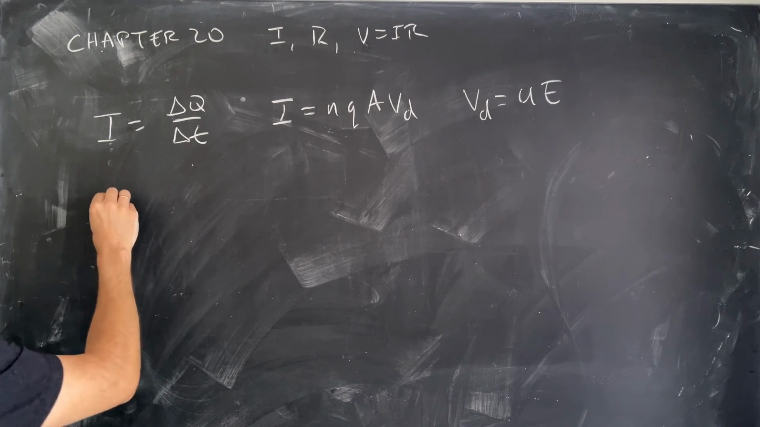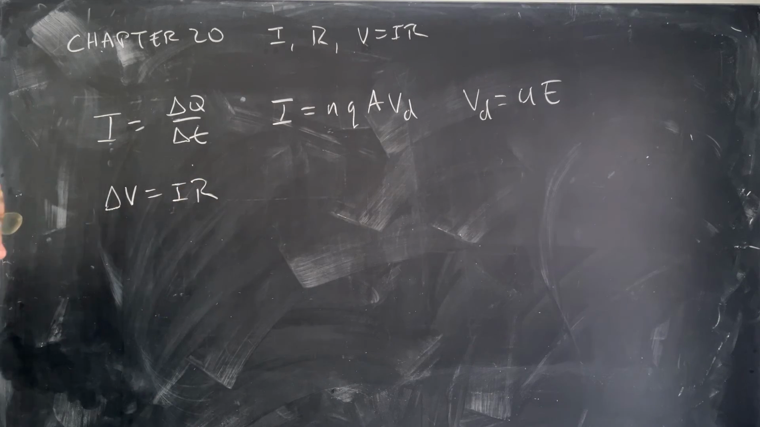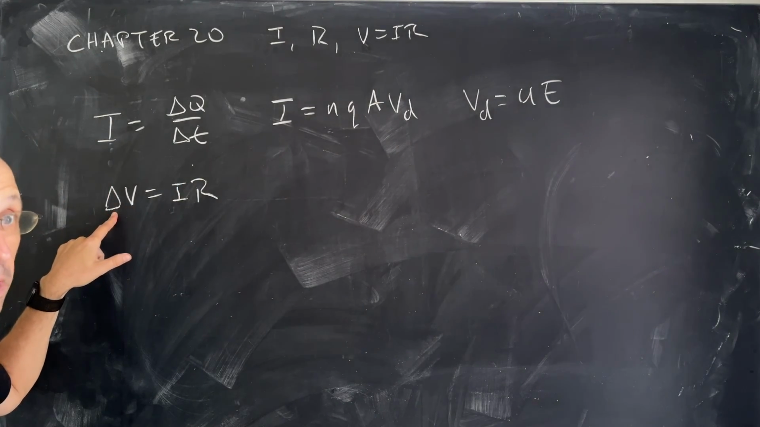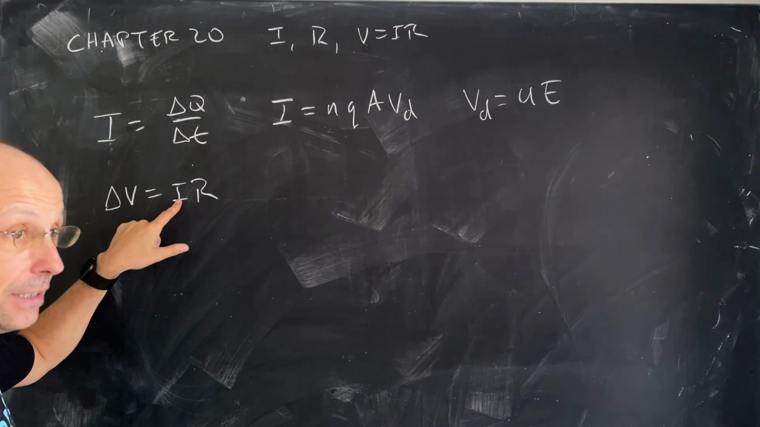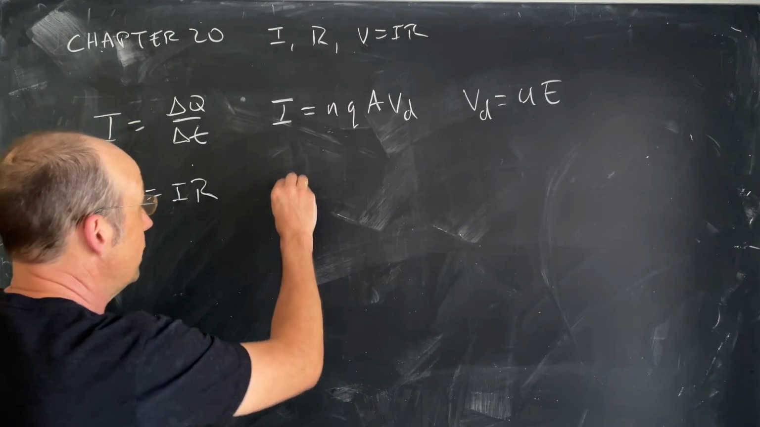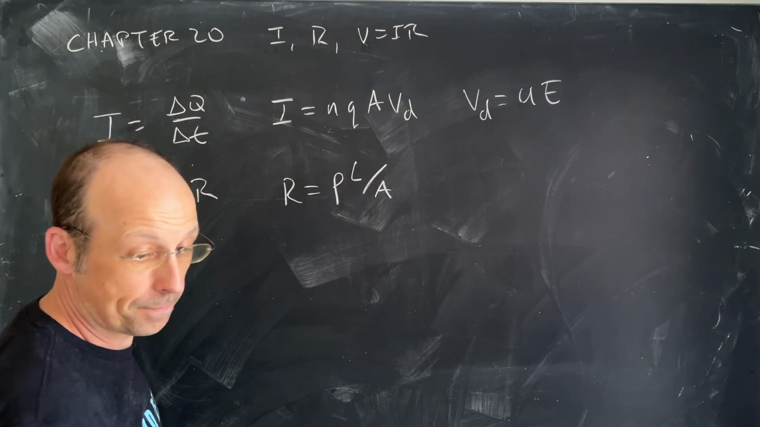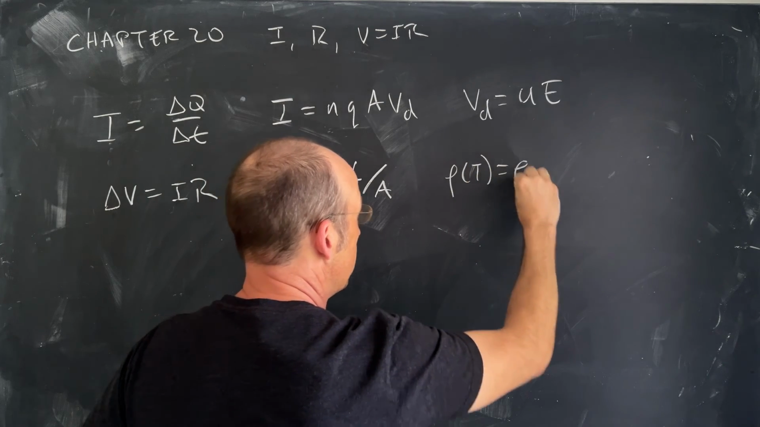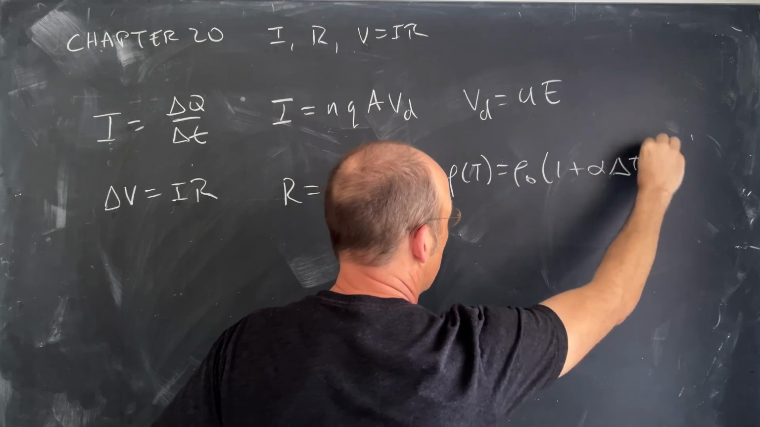Then we have Ohm's law, delta V is IR. If you're going in the same direction as electric current, that's a negative change of potential. That's important, right? Because the electric field is in the same direction as electric current. Resistance is the resistivity times length over area. Resistivity as a function of temperature is some base number times 1 plus alpha times the change in temperature.